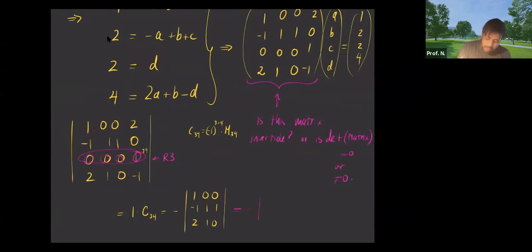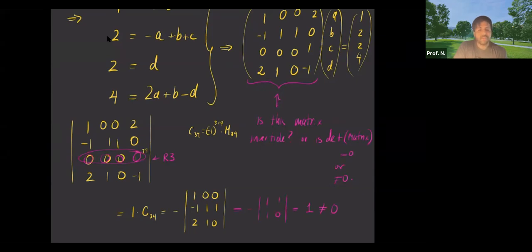This becomes the determinant of 1, 1, 1, 0. And now, can you see here what the determinant is? The determinant is 1. What does this mean? It means that the determinant is not 0. What does it mean for a determinant not to be 0? It means that my matrix is invertible.